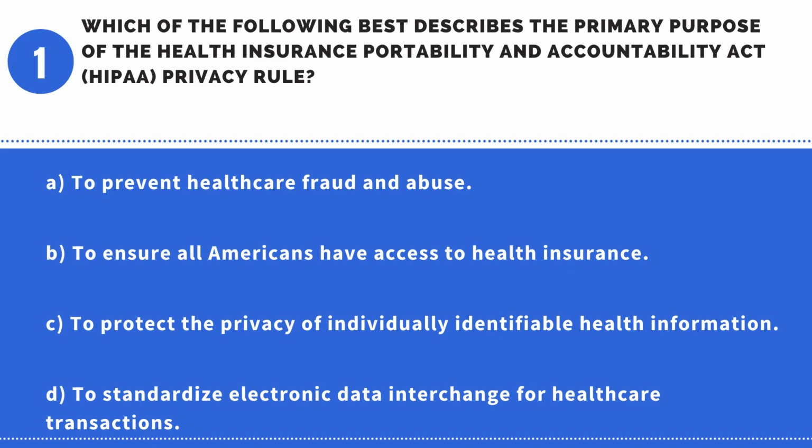Question 1. Which of the following best describes the primary purpose of the Health Insurance Portability and Accountability Act, HIPAA, Privacy Rule? A. To prevent healthcare fraud and abuse. B. To ensure all Americans have access to health insurance. C. To protect the privacy of individually identifiable health information. D. To standardize electronic data interchange for healthcare transactions.